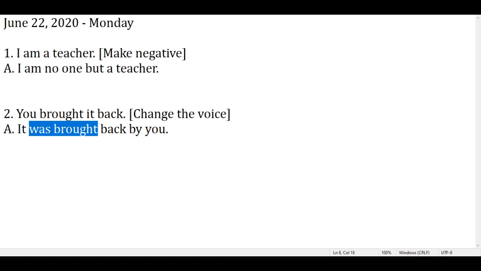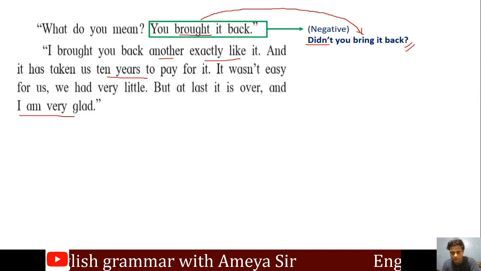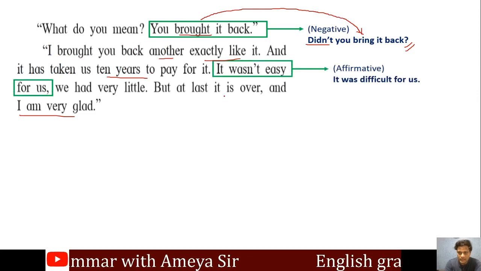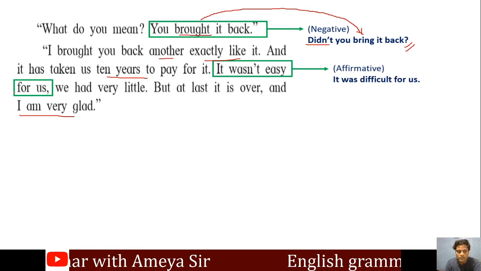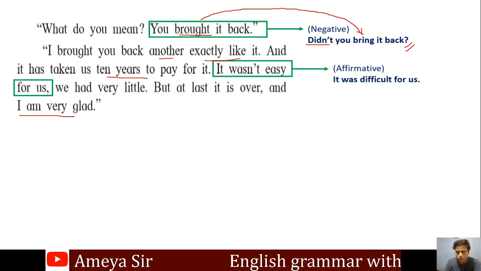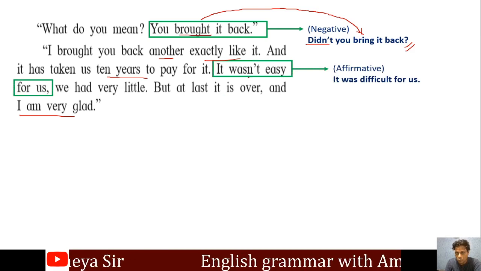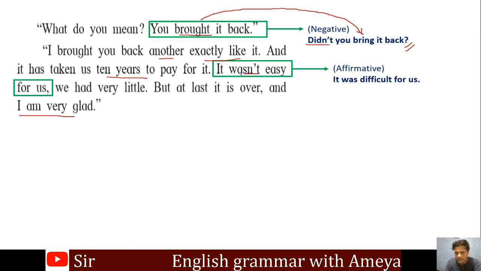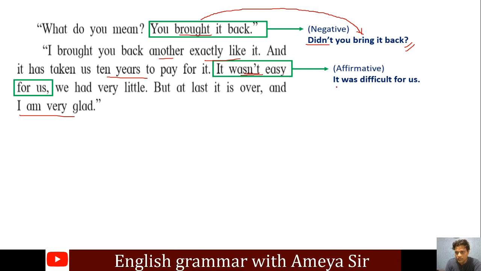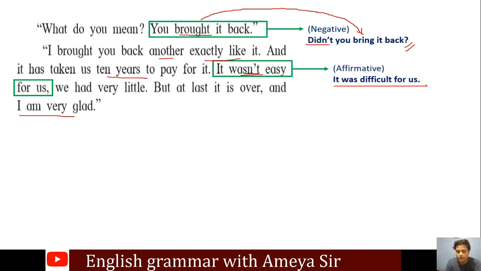Let us go back to the slide. Okay, we were here. And now let us see if there is anything else. Yes, there is. Make affirmative. It wasn't easy for us. It was difficult for us. So wasn't is was not. This is negative. So how did we make it affirmative? If it wasn't easy, that means it was difficult for us.